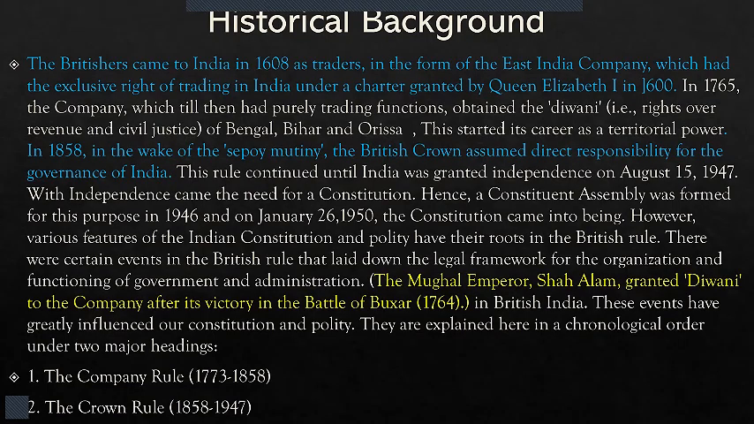So with independence, obviously, like any country that gets independence, they need a constitution, so that the country will run in a systematic way. So we will need a constitution. Which was the need of a constitution? Hence, a constituent assembly was formed.